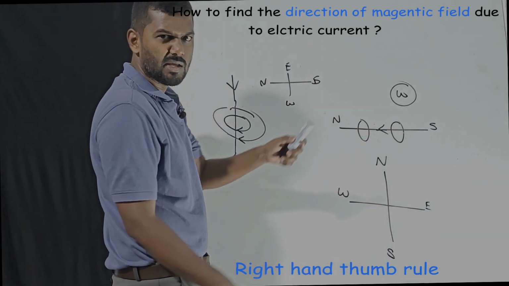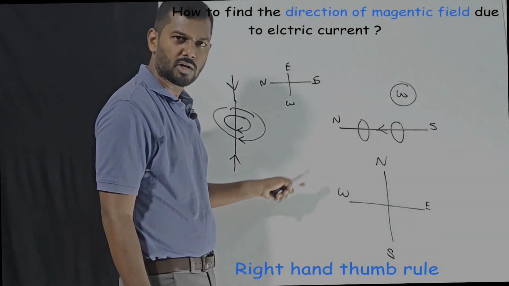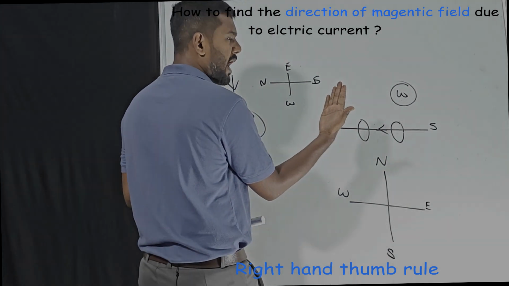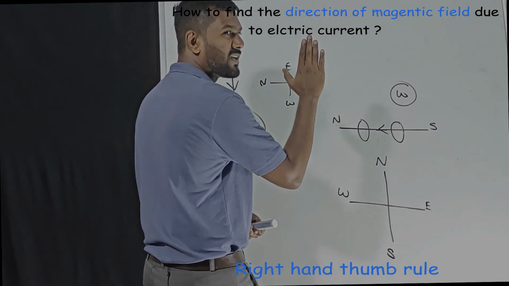So this is the same method. The current is again flowing from south to north only. This time the current is flowing towards left. So see, I have to hold it like this, right? No, it is completely wrong.